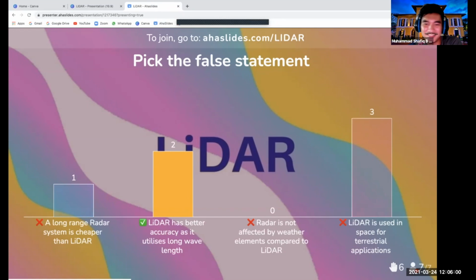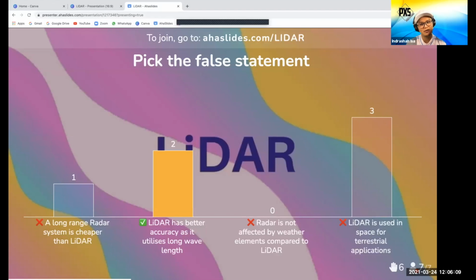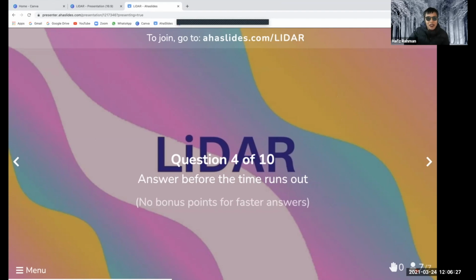Number 2. LiDAR has better accuracy and it utilizes short wavelength. It's not long, it's short. Long is radar. Good try.